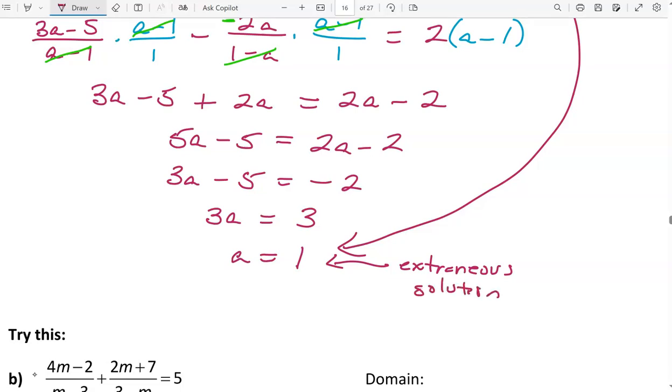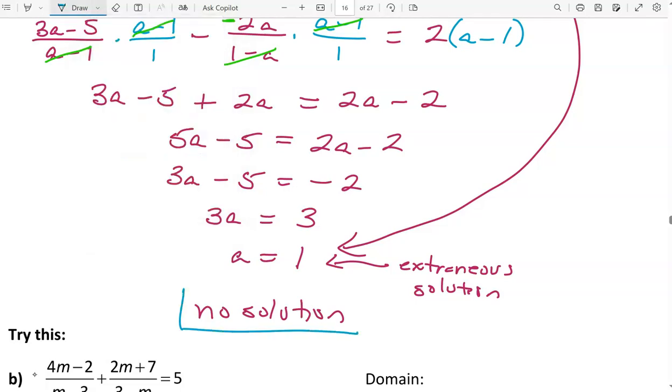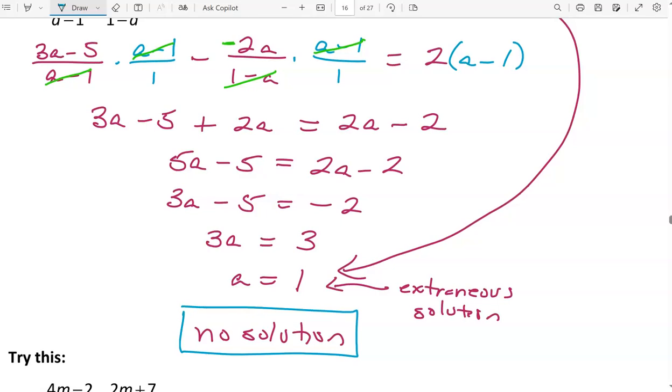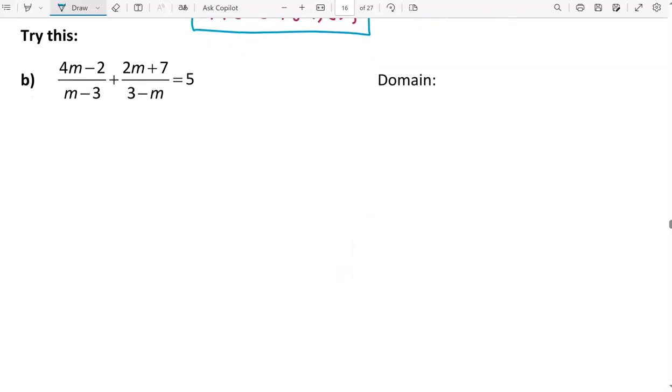which means we're going to reject it, and we're going to write explicitly here that there is no solution, and we're going to box that in so that the reader understands that their final answer here is no solution. All right, here's one for you to try. Pause the video while you do this one.